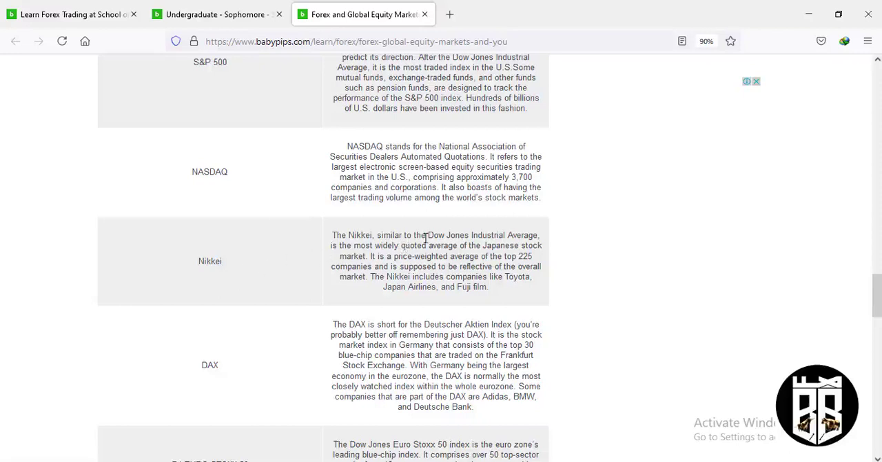The Nikkei is similar to the Dow Jones Industrial Average as well. It is a widely quoted average of the Japanese stock market. It is a price-weighted average of the top 225 companies, and it's supposed to be reflective of the overall market. The Nikkei includes companies like Toyota, Japan Airlines, and Fujifilm.